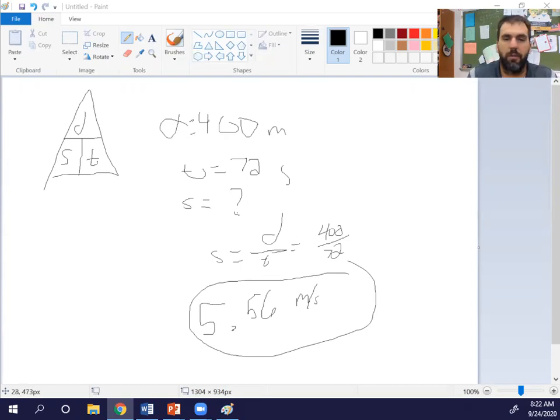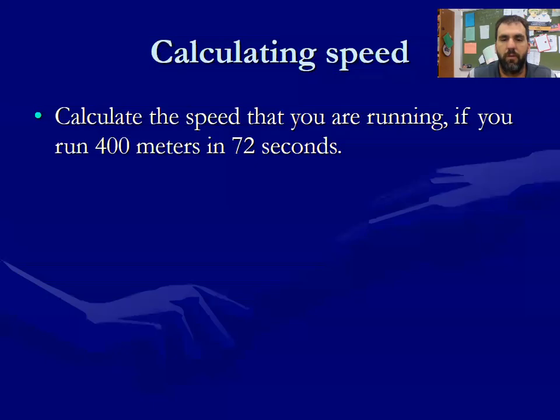All right, next thing. Let me make sure I got my correct slide up. Oh, wrong thing. Not bad. All right. Share. Make sure it's still on that. Share. All right, so calculate speed. So I did that, okay?